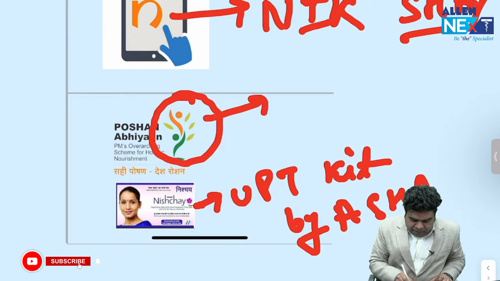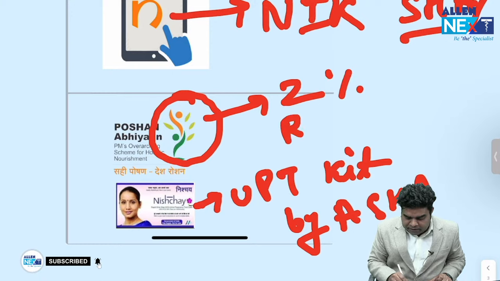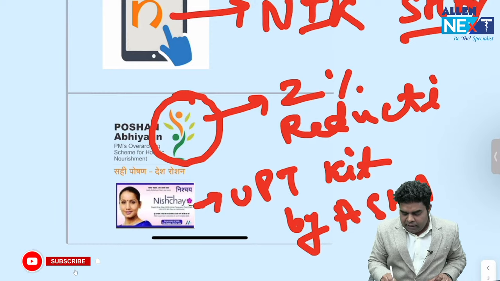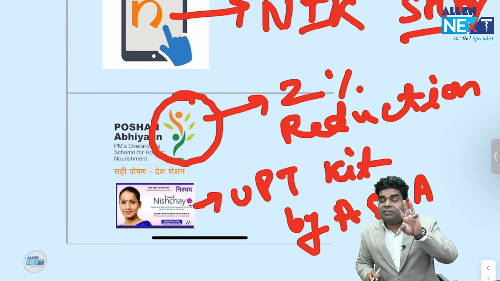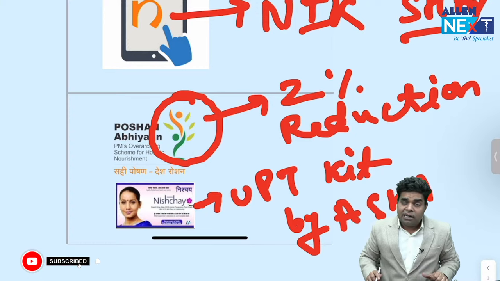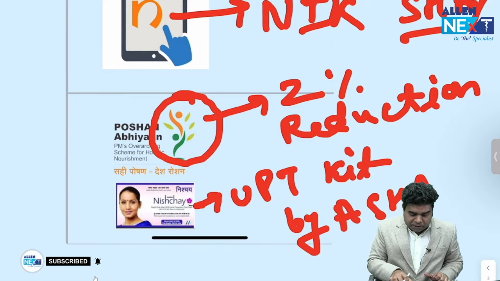So remember, Poshan Abhiyan has a target of 2% reduction in malnutrition. If you go for Anemia Mukt Bharat, it has a target of 3% reduction in anemia. Poshan Abhiyan has a target of 2% reduction.